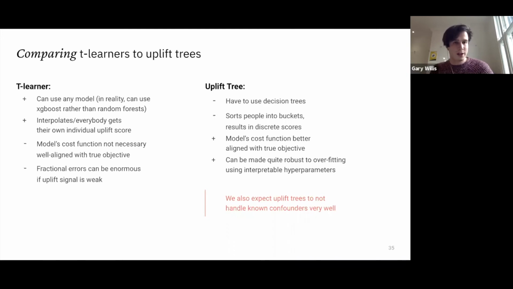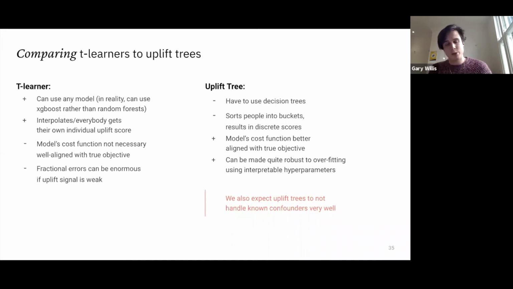The real problems with T-learner are that A, the model's cost function is not necessarily well aligned with what you're trying to do. And in fact, the T-learners are just trying to maximize your log likelihood. They know nothing about uplift. It's just kind of a side effect. They learn a bit about uplift. And also, as we saw many slides back, the fractional errors can be enormous if the signal is weak. For uplift trees, on the other hand, the model's cost function is better aligned with what you're trying to do. Like the cost function is basically uplift. And you can make it quite robust to overfitting using pretty interpretable hyperparameters.